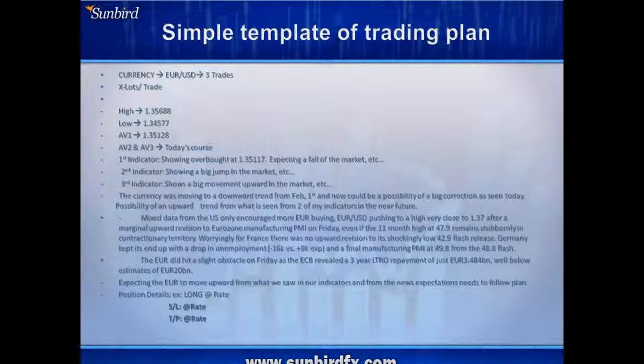I wrote down my high, which is 1.35688, my low, and my average. My average is resistance plus support divided by 2. I call it average 1, AV1.